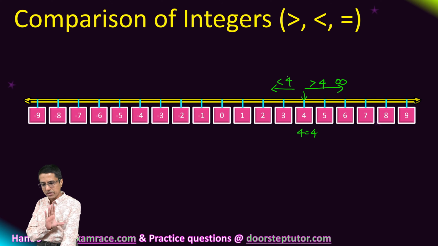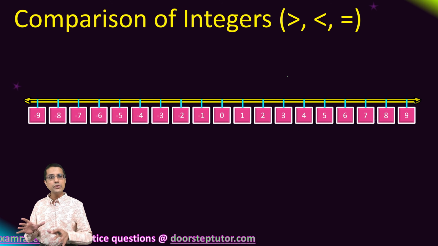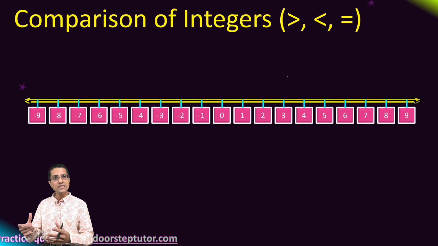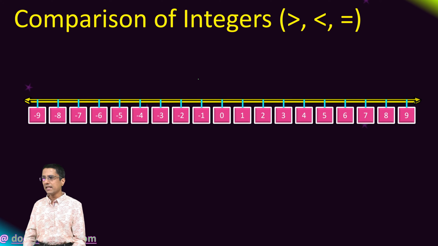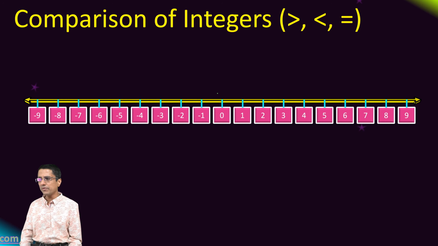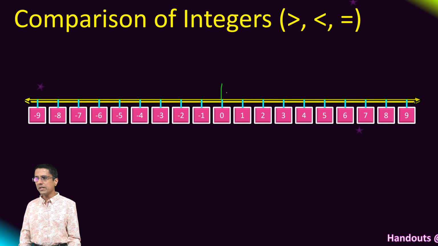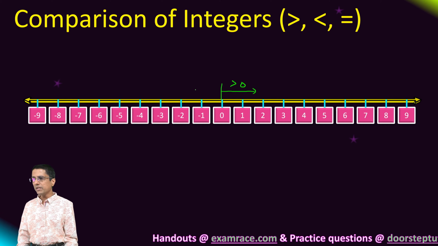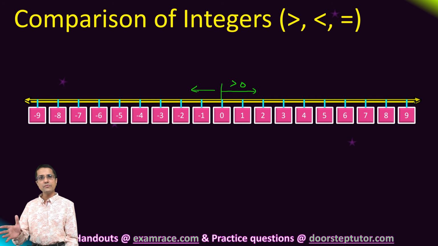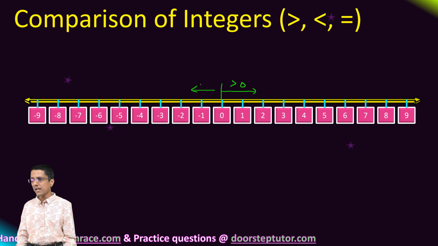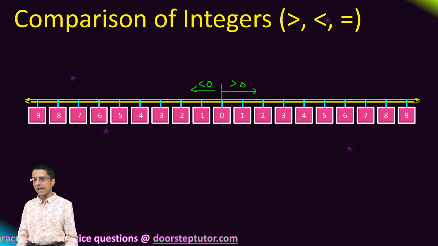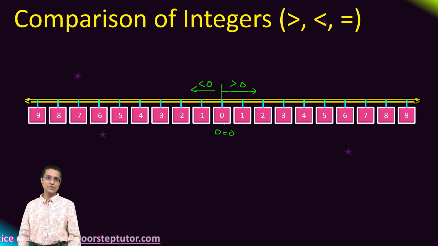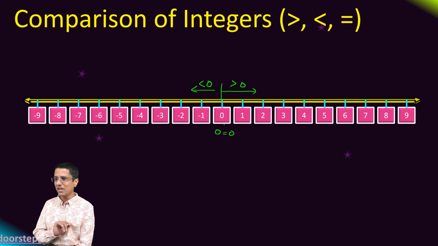So if you have a question on the comparison of integers, you should always consider this number line. Let's now take the example of 0. All the numbers to the right of 0, 1, 2, 3 till infinity are actually greater than 0. All the numbers to the left of 0, -1, -2 until minus infinity are actually less than 0. And the 0 itself is of course equal to 0. So that is very, very simple. The equal to relation just works out.